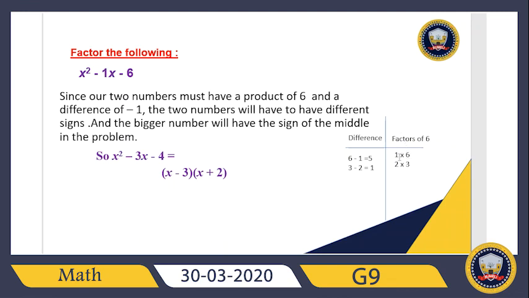I only have two pairs of factors: 1 times 6 and 2 times 3. Then on the other side of the table, before we used to do the sum. Remember, we used to do the sum of the two factors. Here I will do the difference.